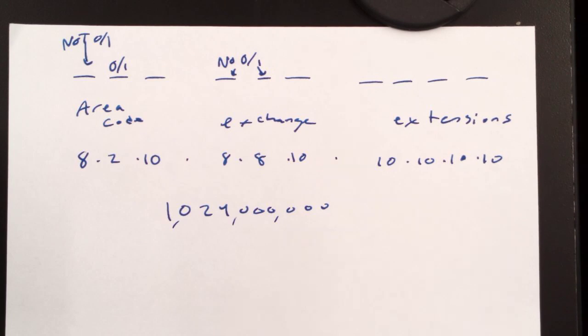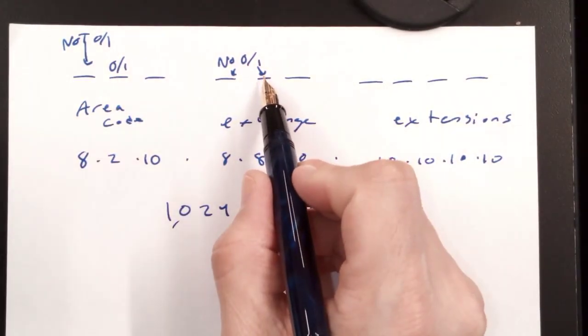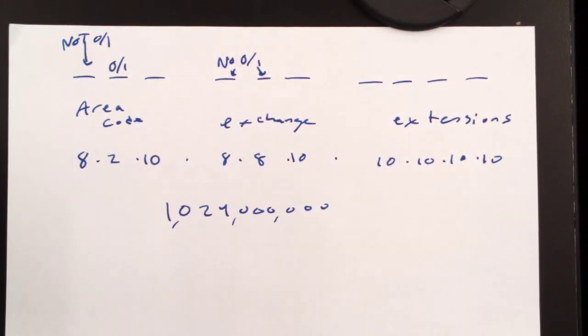That's not enough. So I believe it's 1993, 95, somewhere in the 90s, they revised this. And the revised telecom said, we're going to do away with this restriction. We're going to do away with the restriction on the middle of the exchange as well.